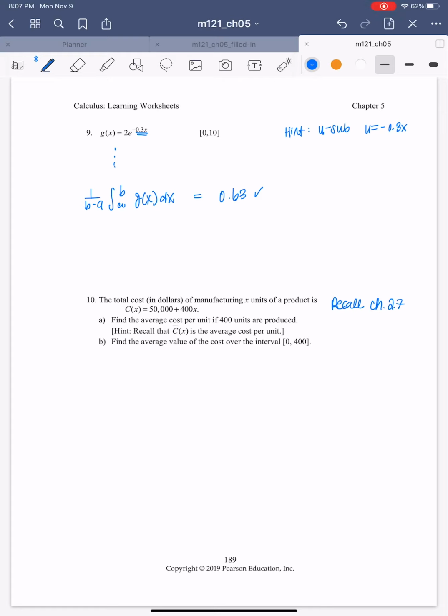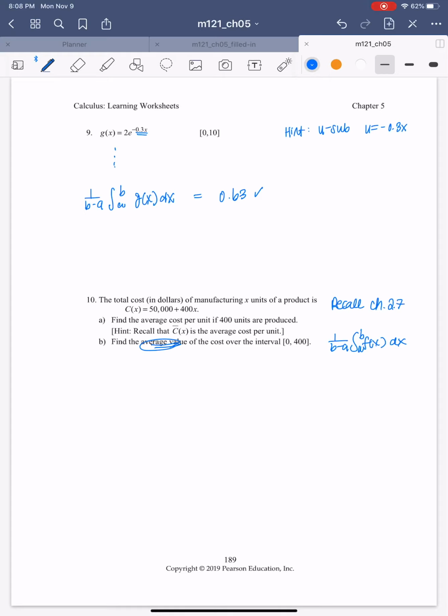B, average value. So you see the average value, you're going to have some kind of b minus a going on. As soon as you see the average value, that's what you're going to do: 1 over (b minus a).